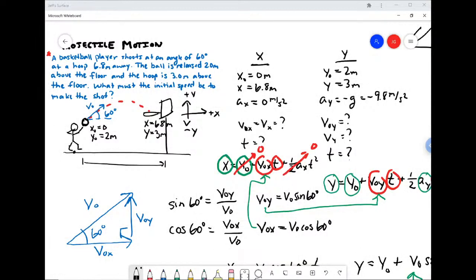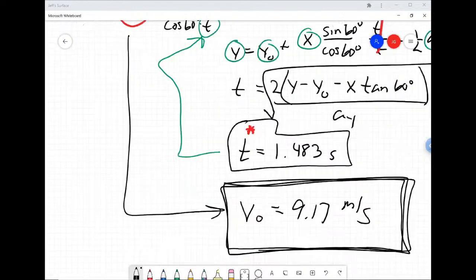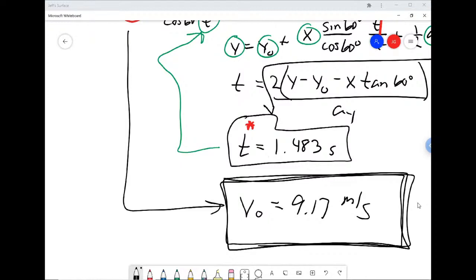What must the initial speed be to make the shot? Speed is the magnitude of the initial velocity. 9.17 meters per second. Okay, so let's recap. So here I'm showing you how to find the solution to a specific type of physics problem, a projectile motion problem, which involves kinematic equations and kinematic quantities in 2 dimensions, x and y, horizontal and vertical.